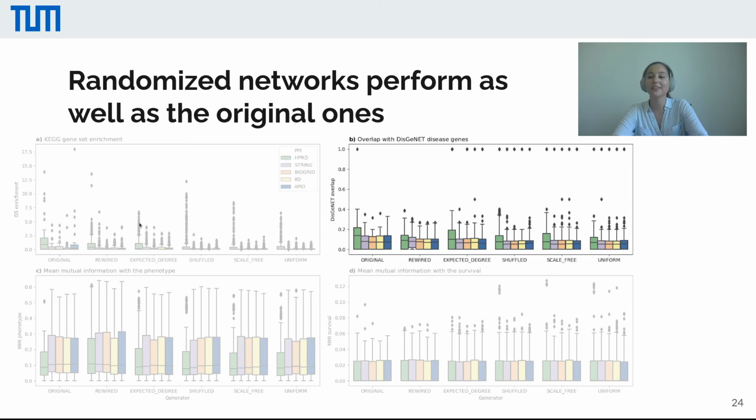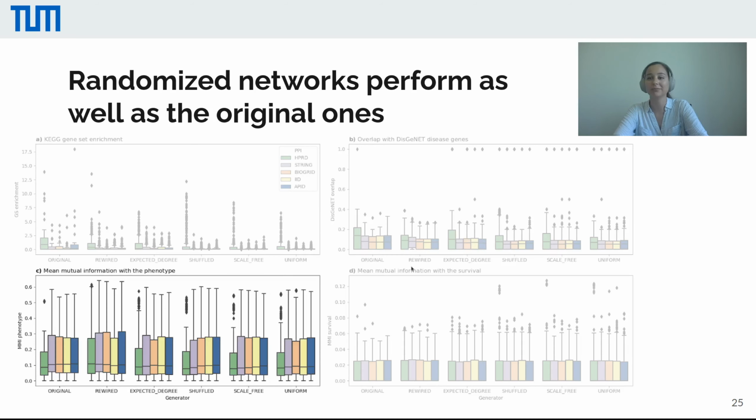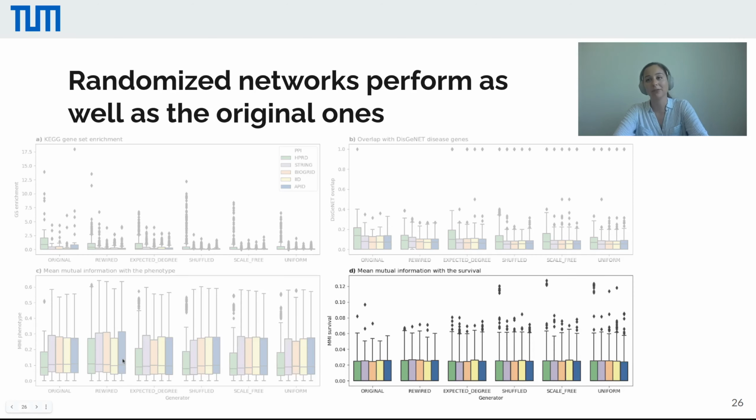Similar pattern is observed with this GeneT overlap. Here we still observe that HPRD scores are a bit higher on the original network, but that's pretty much it. And it's also not the case anymore for phenotype-related metrics like mean mutual information with respect to the phenotype or with respect to the survival.